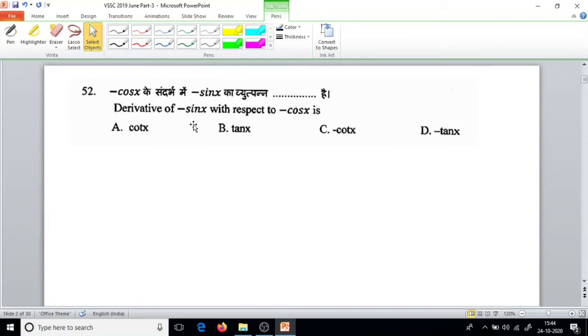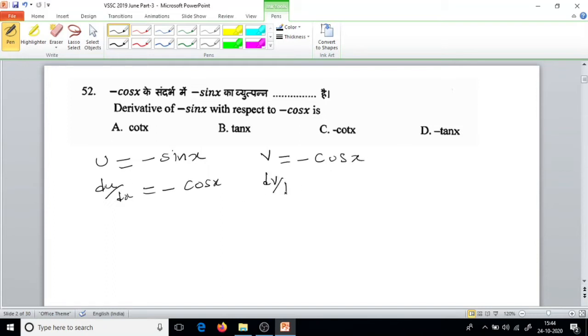Question number 52. The derivative of minus sin x with respect to minus cos x. What will you do if you get this kind of question? We take u as minus sin x. Now du by dx equals minus sin x derivative, which is minus cos x. Again v equals minus cos x, dv by dx, minus cos x derivative equals sin x.